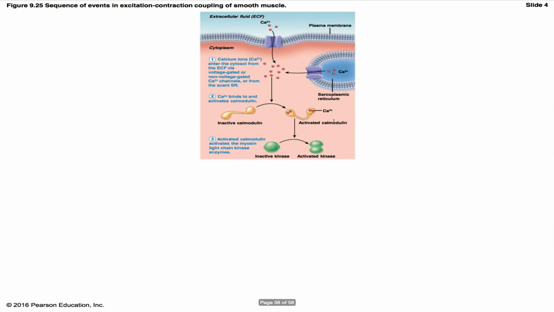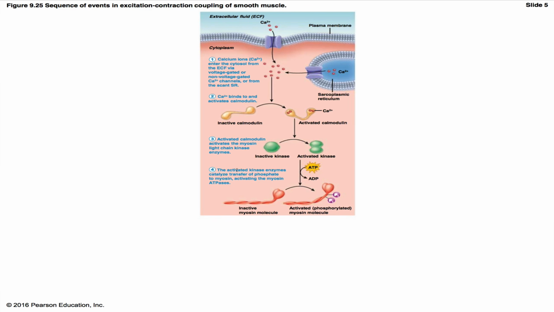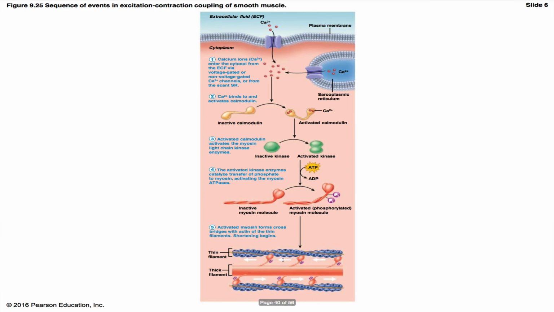In the third step, we have this activated calmodulin. It goes and it activates the myosin light chain kinase enzymes. In the next step, this activated kinase enzyme catalyzes the transfer of phosphate to myosin, and this is what activates the myosin ATPases. In the final step, we have this activated myosin. It forms the cross bridges with the actin of the thin filament, and now we have shortening that begins.